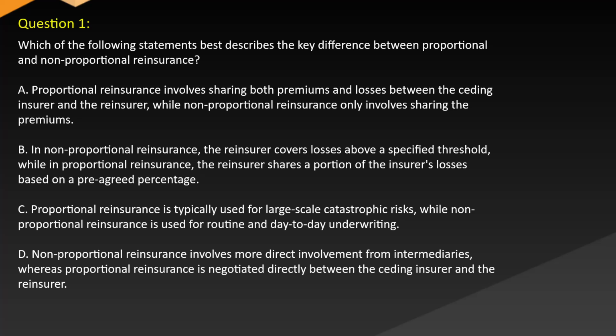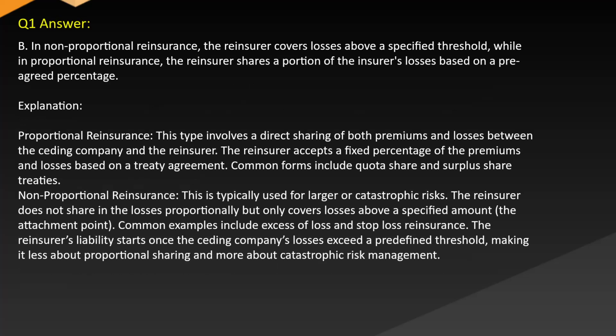C. Proportional reinsurance is used for large-scale catastrophic risks, while non-proportional reinsurance is used for routine and day-to-day underwriting. D. Non-proportional reinsurance involves more direct involvement from intermediaries, whereas proportional reinsurance is negotiated directly between the ceding insurer and the reinsurer. Answer. B. In non-proportional reinsurance, the reinsurer covers losses above a specified threshold, while in proportional reinsurance, the reinsurer shares a portion of the insurer's losses based on a pre-agreed percentage.